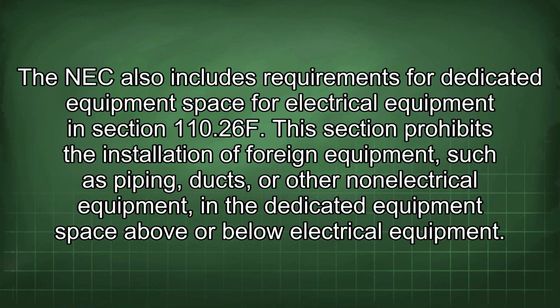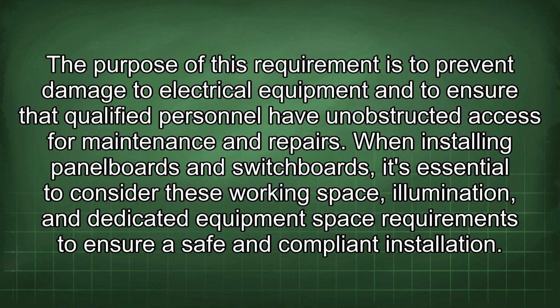The NEC also includes requirements for dedicated equipment space for electrical equipment in section 110.26(F). This section prohibits the installation of foreign equipment, such as piping, ducts, or other non-electrical equipment, in the dedicated equipment space above or below electrical equipment. The purpose of this requirement is to prevent damage to electrical equipment and to ensure that qualified personnel have unobstructed access for maintenance and repairs.